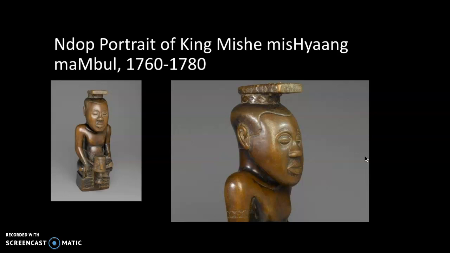And all the ndap figures are sculpted using a 1:3 proportion. So the head is about 1/3 the size of the total statue. The head is the most important body part for the Cuba. It's the seat of intelligence. It is the valued ideal.